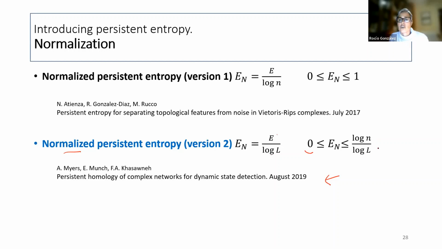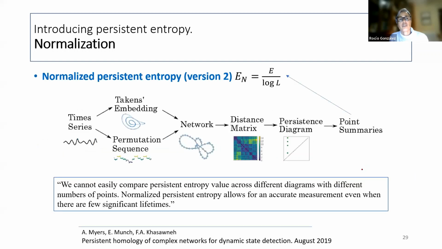So why do they do this? They do this because they wanted to detect the dynamic state. They want to analyze time series and characterize the dynamic state using persistent entropy. This is the point summary reflected in this procedure. And a very important point for us is that they say they cannot easily compare persistent entropy values across different diagrams with different numbers of points. And this is the key.